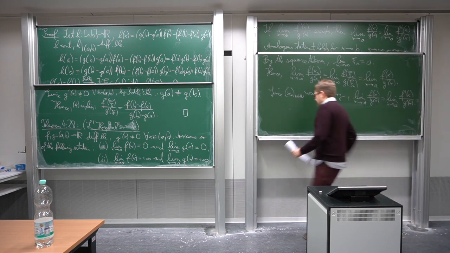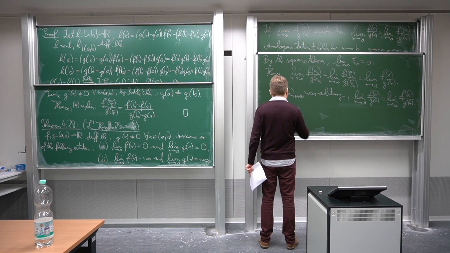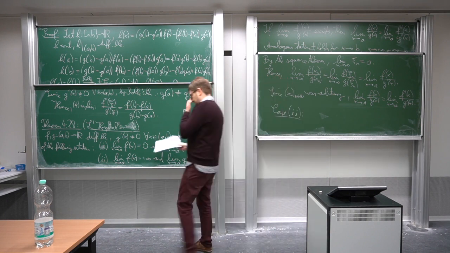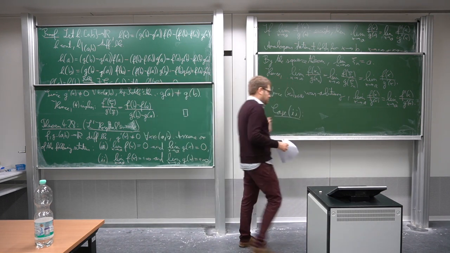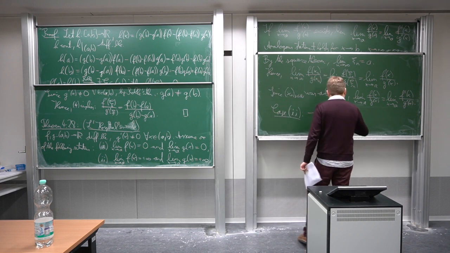Okay, so case 2, as I said, is in the lecture notes, because this is a bit technical. There we need some more methods, because obviously we cannot just take a continuous extension if something goes to infinity. So we need a different method, and this is contained in the lecture notes.